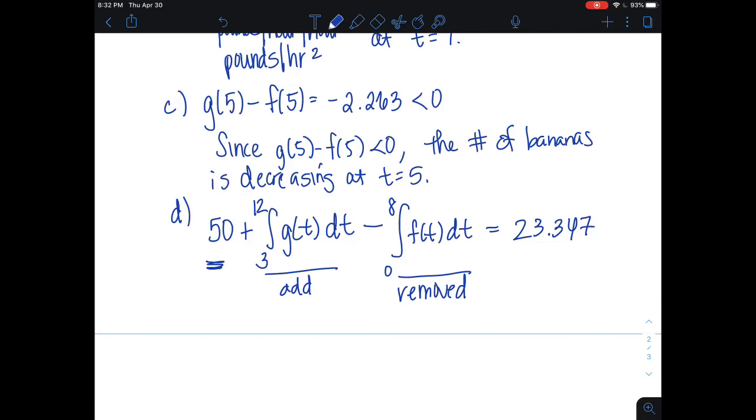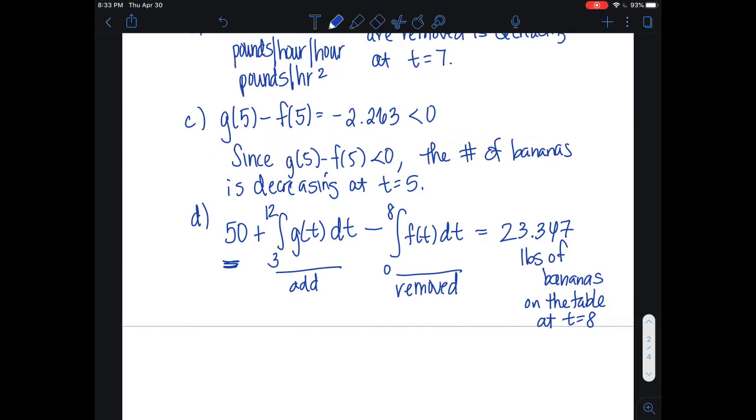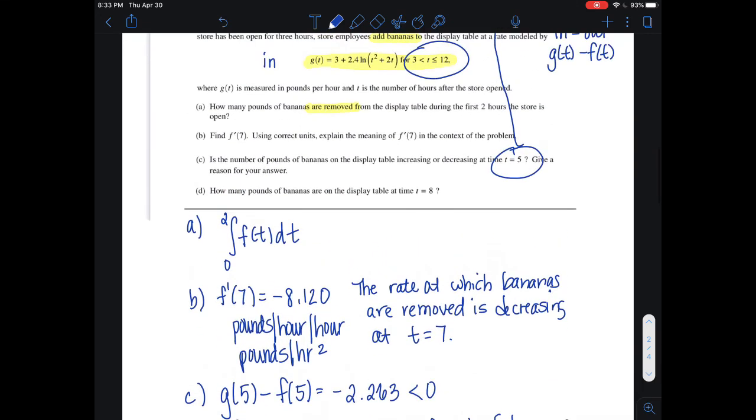Did they say to round? No, but remember that here's the idea. You want to make sure that you leave your value, if you have to round, to at least 3 decimal places. Feel free to go longer. In this case, obviously, this was a calculator-based question, so I think you have no choice but to use decimals. But if this is a question where you're evaluating any of these integrals by hand, please remember you can leave unsimplified answers, and in fact, they encourage you to leave unsimplified answers. Okay, don't forget about units. This is pounds of bananas. Okay, so that's 23 pounds of bananas on the table at t equals 8.